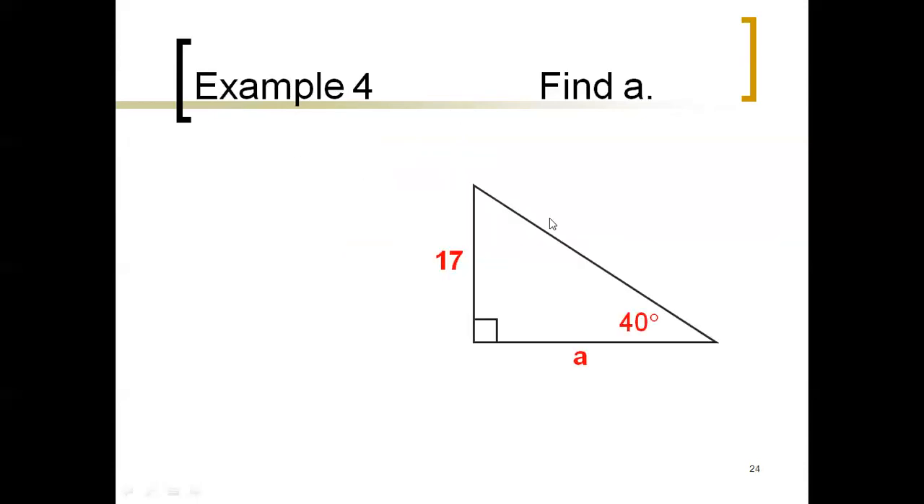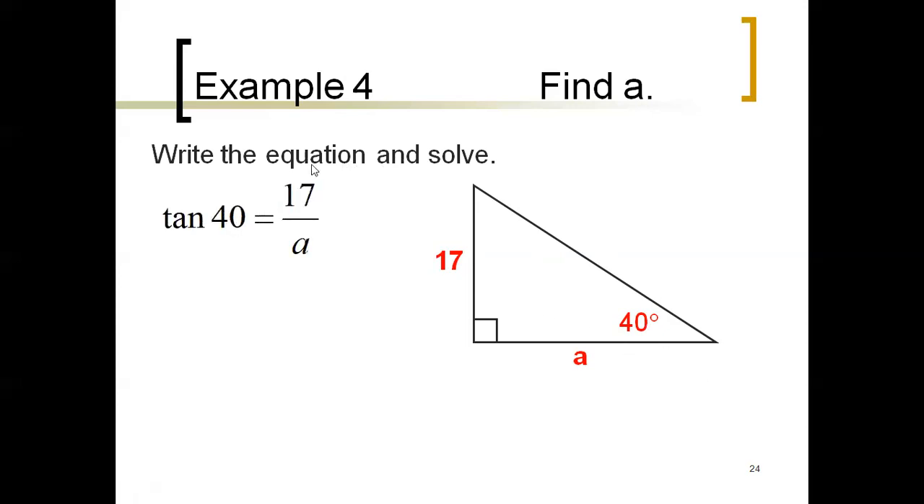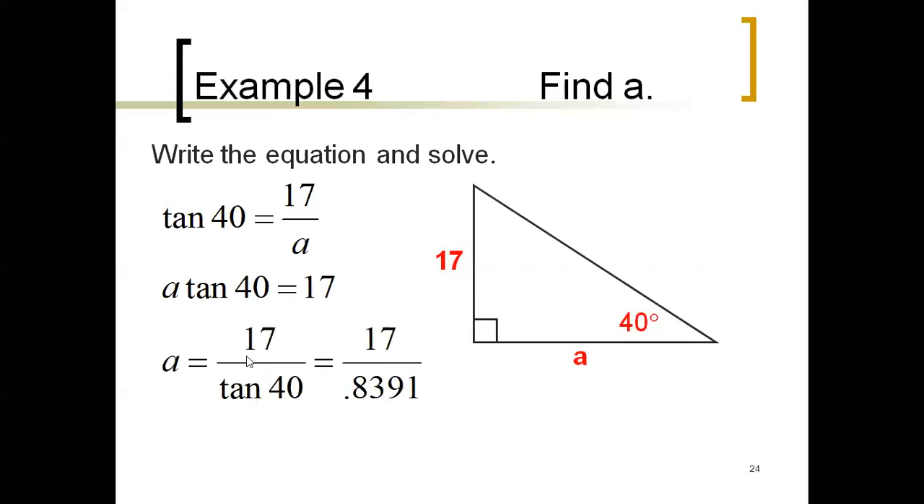Another example, if you are asked to find the value of your a, take note of the given. This is the angle. 17 is the opposite. A is the adjacent side of this angle. So what trigonometric function involves opposite and adjacent? That is tangent. So the second step, write the equation and then solve. Since it involves tangent, tangent 40 degrees equals 17 over A. Cross multiply, that is A times tangent 40 equals 17. Solving for A, just simply divide both sides by tangent 40.